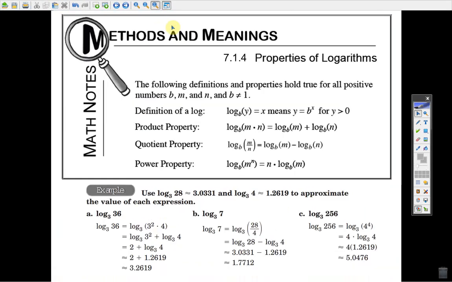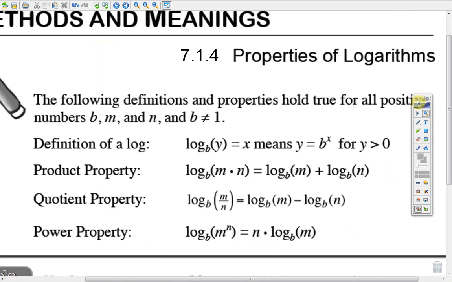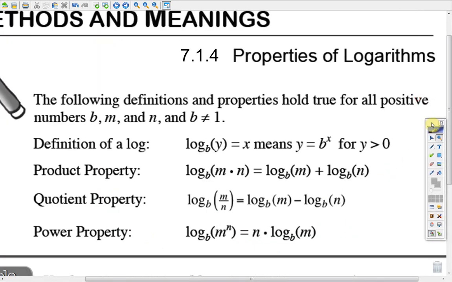We're in section 7.1.4, properties of logarithms. Now I've talked about some of these properties already, so we're just summarizing those here. Let's go through them right now. The very first property we learned was back in chapter 5, the definition of a log, where we knew that log base b of y equals x means the same thing as b to the x equals y, for any y that's not 0.